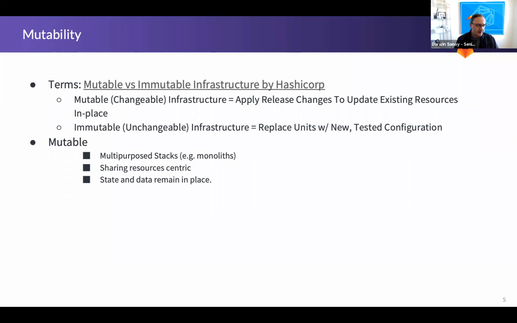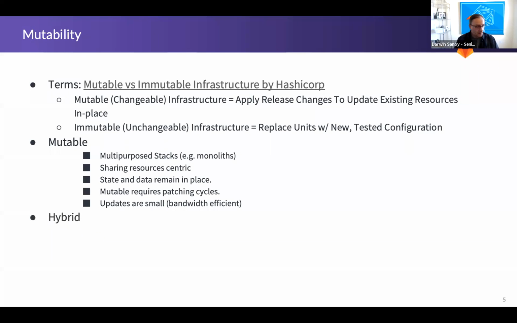With mutability, state and data remain in place, so they're on the device. That's a concern that has to be handled during updates. Mutability usually requires patching cycles, so we have to maintain the software and the operating system that underlies the application. Updates can be smaller and more bandwidth efficient. When you send 5 patches to a machine, it's a lot less bandwidth than sending a whole new machine or a whole new machine image.